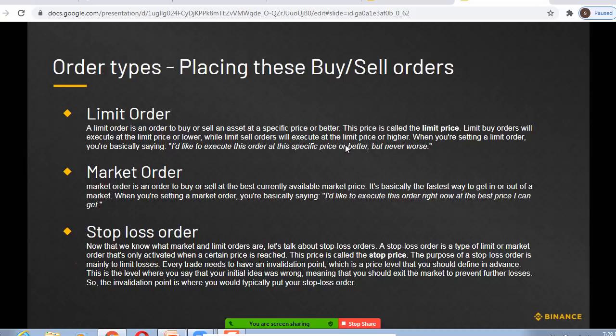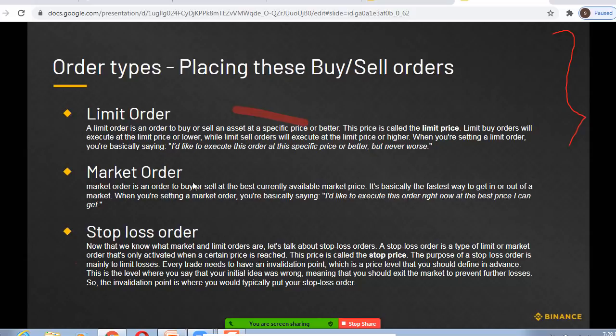So let's say you take something to the market, you want to sell it, and you've already fixed your price, but you get something higher than your price. It's good. Everybody wants to sell at a higher price. So when you place a limit sell order, it will execute at that price or a price higher. So when you are setting a limit order, you are basically specifying the price you want to buy at, but not at a worse price.